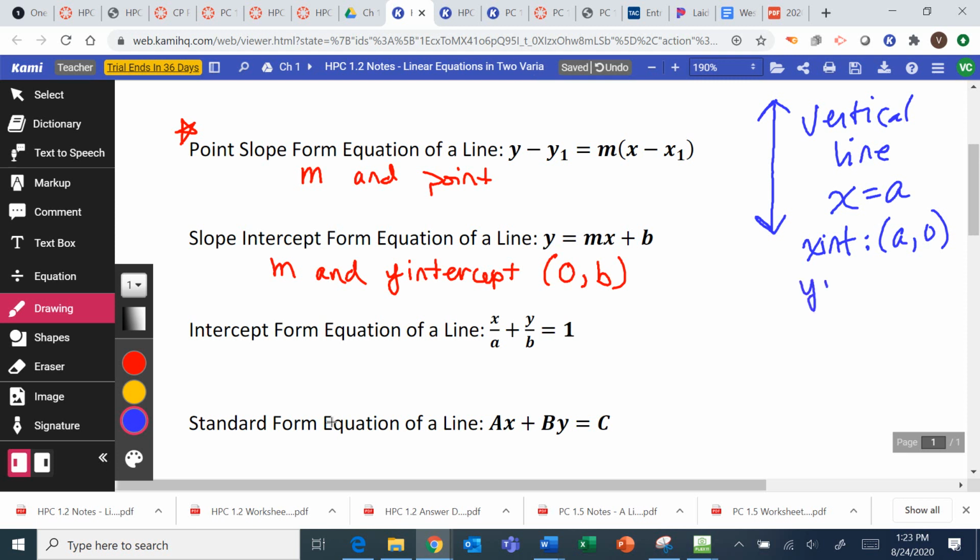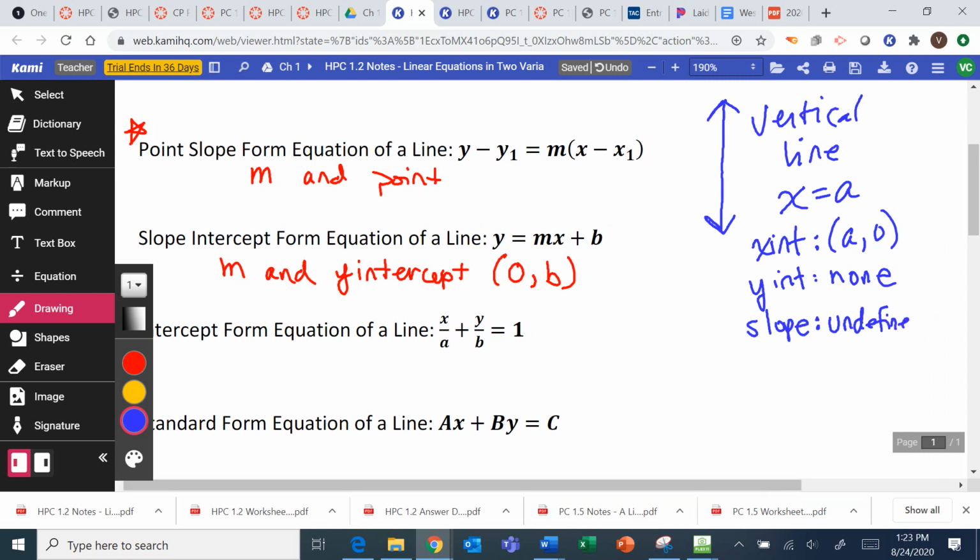If I ask you the y-intercept on Canvas, where you have to type something in, you will put none. If I ask you the slope, you will write undefined. I'm going to run out of space, so I'm going to move my thing over. Canvas is going to mark it wrong if you can't spell undefined, so just make sure you double check that spelling if you're getting it wrong.